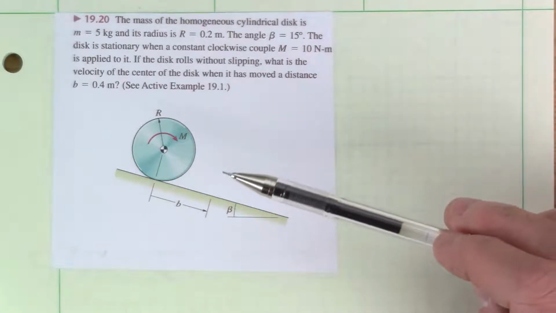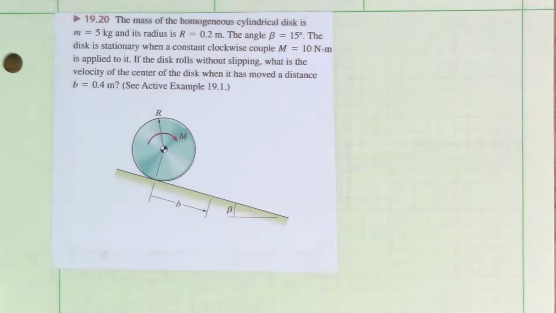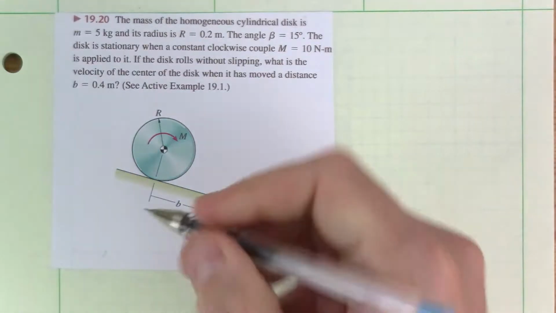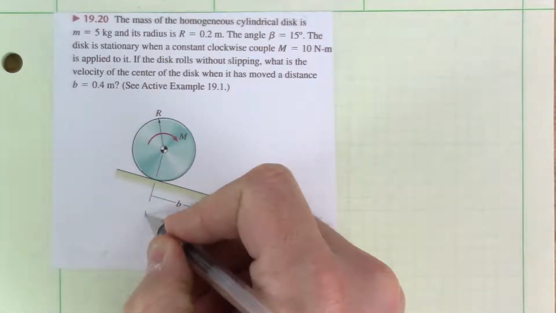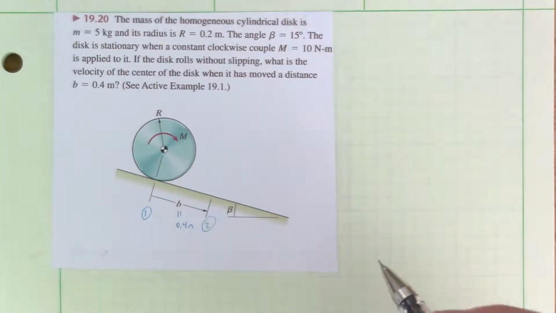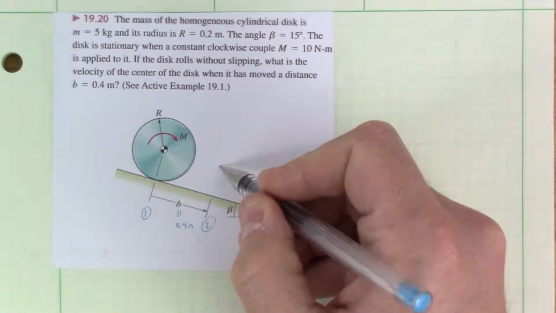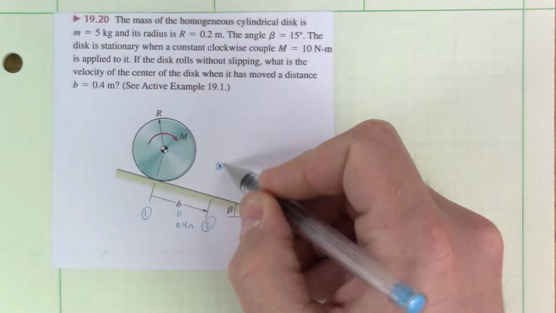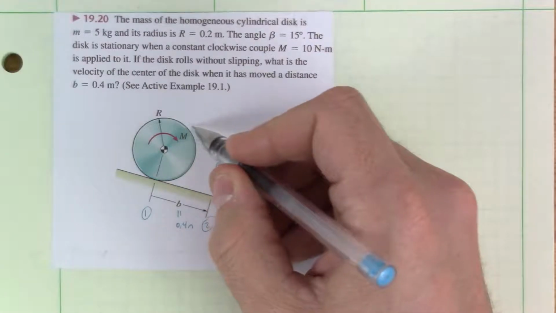What we'd like to determine is the velocity of the center of the disc, point g here, when it has moved 0.4 meters down the incline. Let's start marking this up. We know that b is 0.4 meters. We're going from state 1 to state 2, so let's try to reproduce this in state 2. That's the angle about the new center of mass. It's probably going to be overlapping pictures here, but maybe that's the angle coming down.